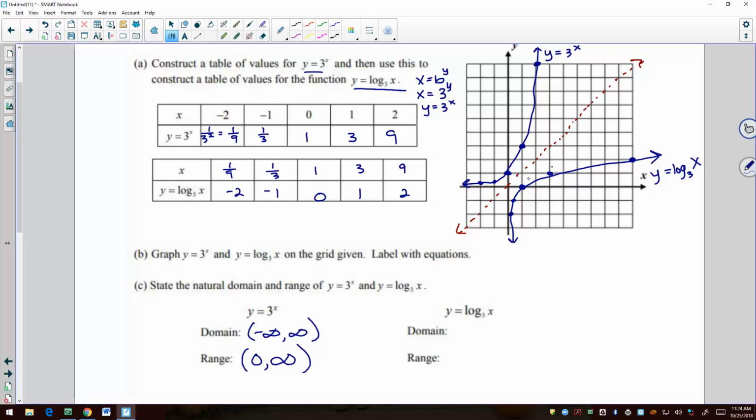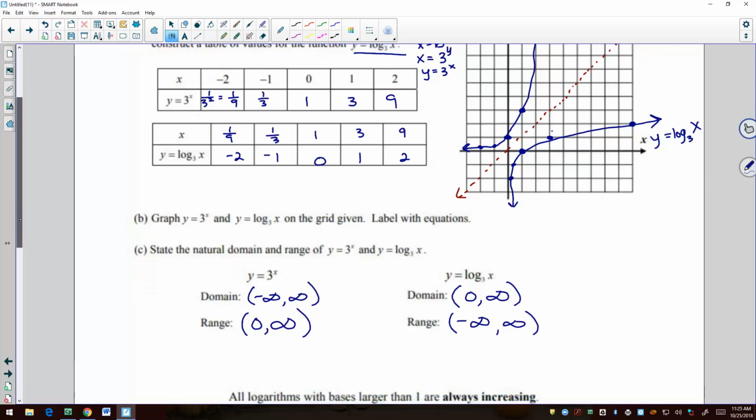The domain, you cannot plug in every single x. Look at this graph. It will never go past the y-axis. So you can't plug in 0 or any of the negatives. So the domain goes from 0 to infinity, which you will notice was the old range. And the range is the y's. Well, look at this graph. It's going to keep going up, and it's going to keep going down forever. So the range is negative infinity to infinity, which again is the old domain.